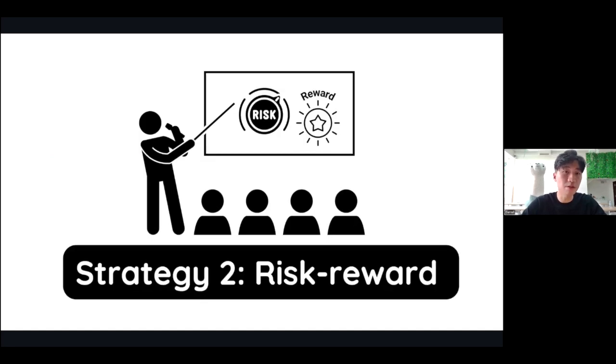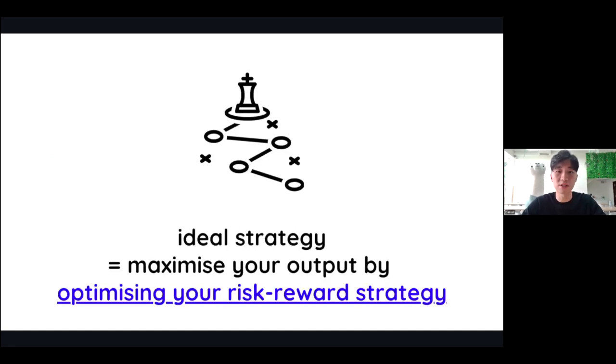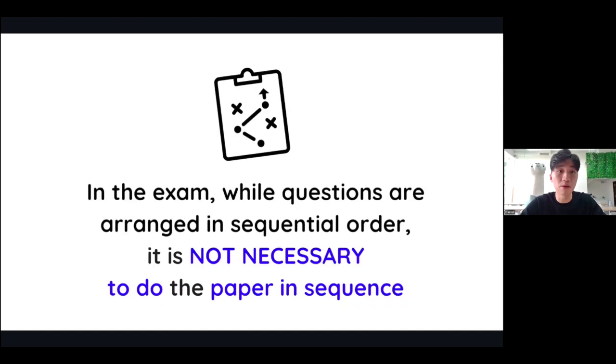Now, in terms of game theory, to win a game where resources are factored in and resource management actually affects your reward, the ideal strategy is to maximize your output by optimizing your risk reward ratio. Now, how exactly can you achieve this? There are specific questions in the paper that are meant to be more challenging, and the likelihood of you scoring well for these questions are actually very low.